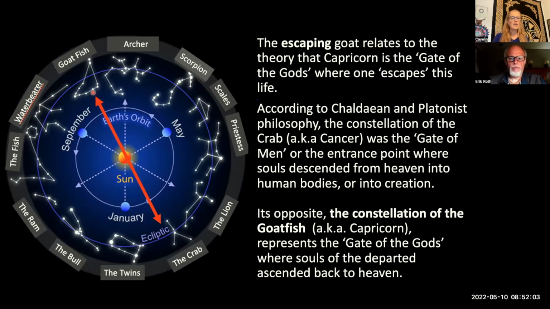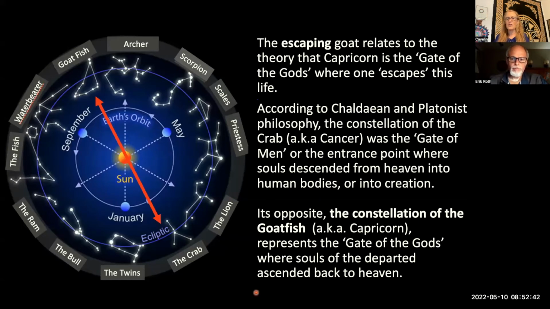Now, I'm showing here on this wheel the constellation of the goatfish, and here's the constellation of the crab. And you can see they're exactly opposite each other. And so the Chaldeans and the Platonists felt that the crab, also known as Cancer, but it's not the sign of Cancer because that's the June solstice when the sun reaches zero Cancer, was the gate of men, or the entrance point where souls descend from heaven into human bodies or into creation. There are also other places in the sky where that's happening, and we'll be talking about that in the class.